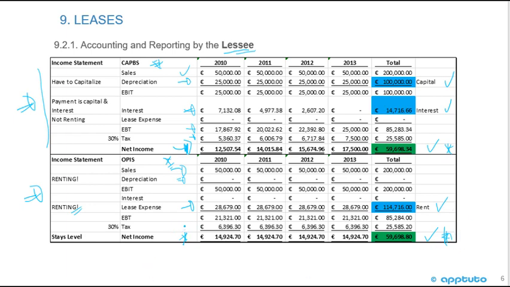But on my income statement, I'm going to have higher net income in the early years and lower net income in the later years, okay? And I'm going to have higher tax in the early years.